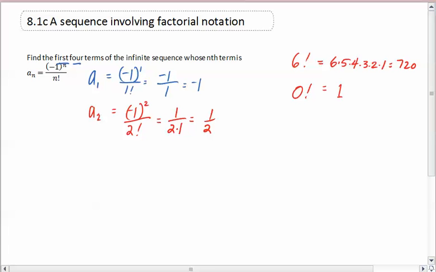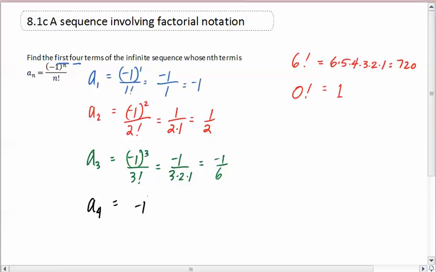Okay, and a sub 3, negative 1 to the third power, 3 factorial in the denominator, and we're going to have the negative 1 staying there because it's to the third power. 3 times 2 times 1, and that's going to be 1 over 6. All right, and you notice that negative 1, that's causing that to alternate its sign.